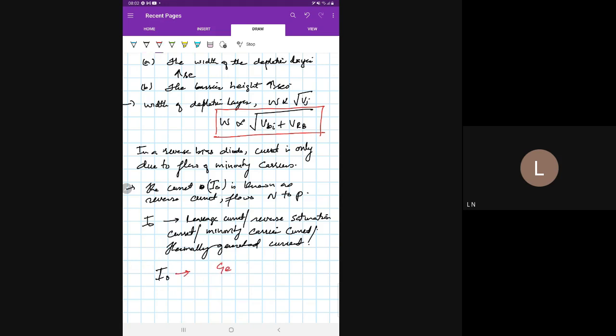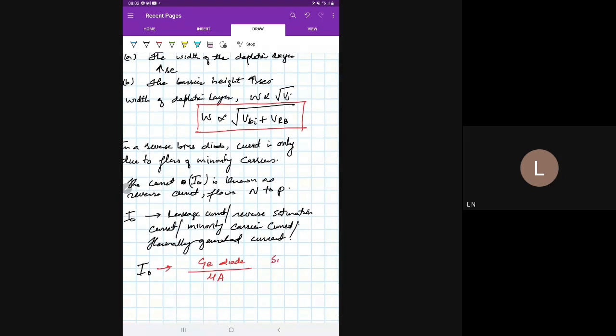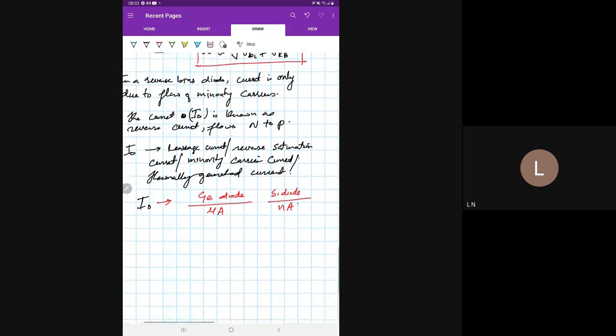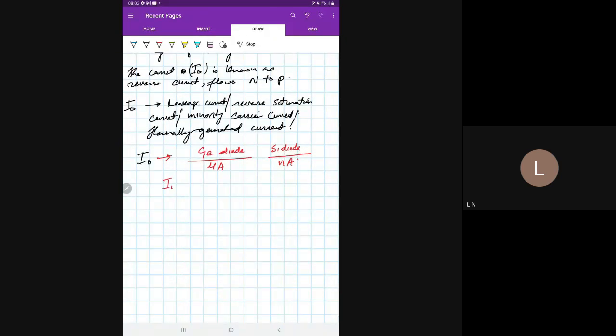This reverse saturation current or leakage current is different for different diodes. If the diode is made of germanium, then the leakage current is in microamperes. If the diode is made of silicon, then the current is in nanoamperes. So the leakage current in a germanium diode is more, and in a silicon diode is less. You can summarize that I naught of a germanium diode is greater than I naught of a silicon diode.